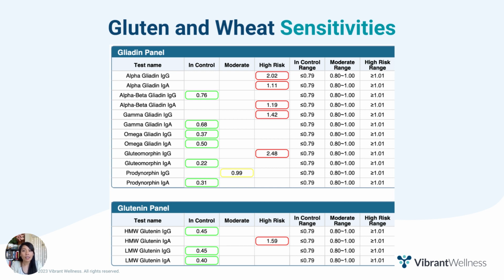Recall that gliadin and glutenin are the two components that make up gluten, and reactivity in any of these panels will suggest that a gluten-free diet is warranted. Since he's already on a gluten-free diet, I'd investigate the patient's adherence. Are there occasional exceptions or accidental gluten ingestion at restaurants? Ensure that the patient is aware of any hidden sources of gluten.